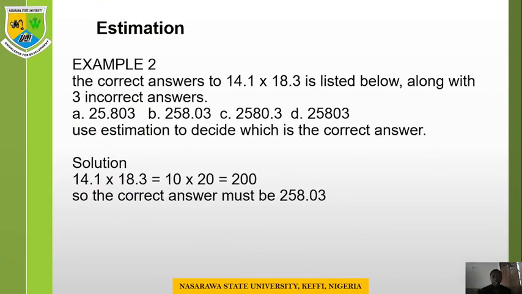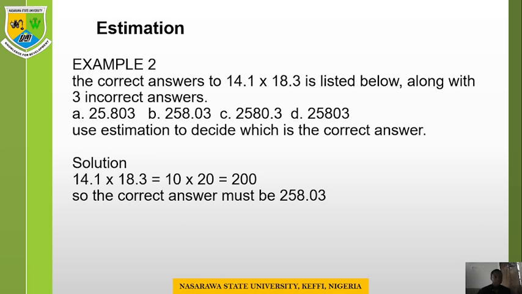Example 2. The correct answer to 14.1 times 18.3 is listed below, along with 3 incorrect answers. A. 25.803, B. 258.03, C. 2580.3, D. 25803. Use estimation to decide which is the correct answer. Okay, we have to estimate to know which of them is the correct answer.